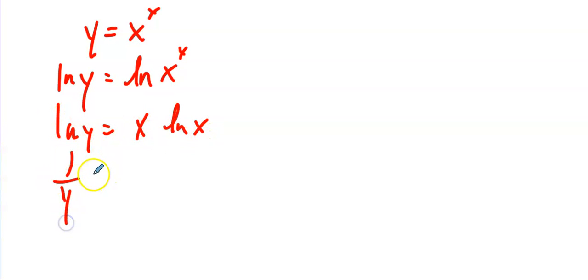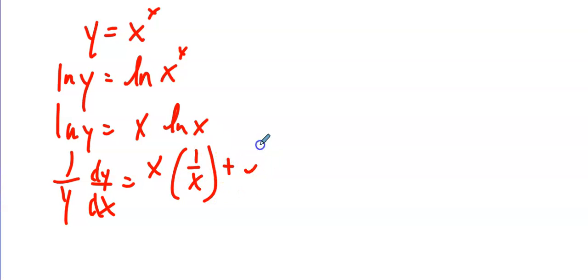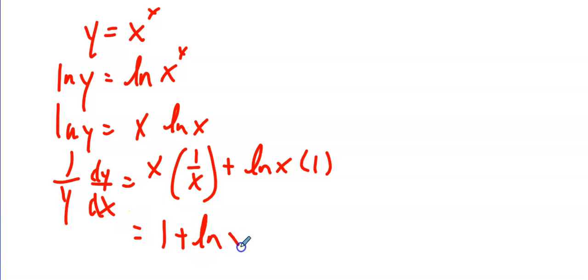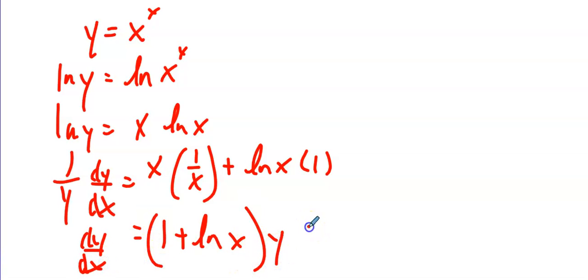So again, 1 over y dy dx. You will have to use the product rule here. It's going to be the first times the derivative of the second plus the second times the derivative of the first. So I'm left with the right side as 1 plus the natural log of x. And I've got dy dx. I can multiply both sides by y, and we already know what y is. So it's going to be x to the x, times 1 plus the natural log of x.